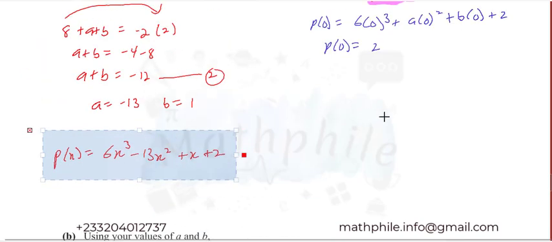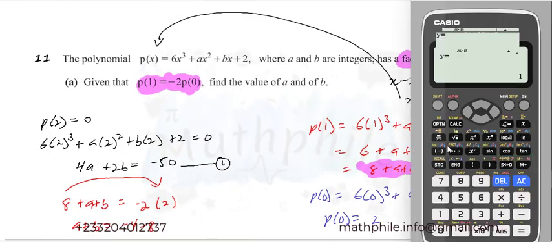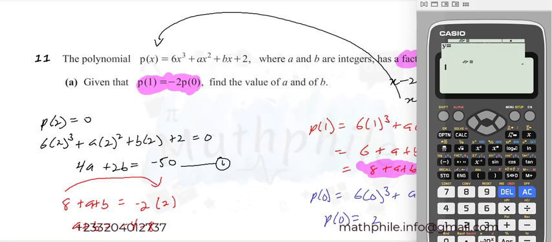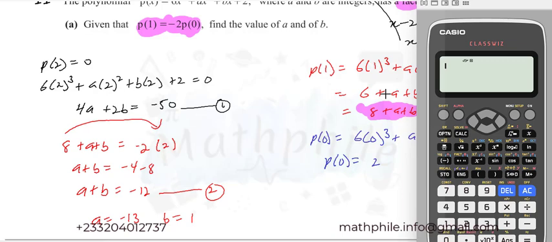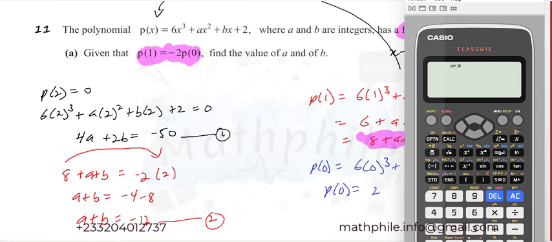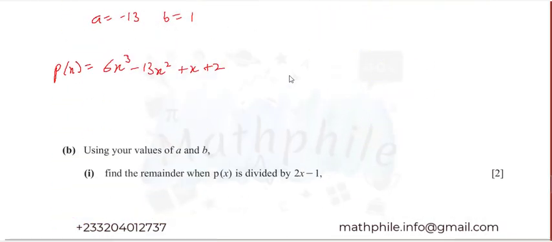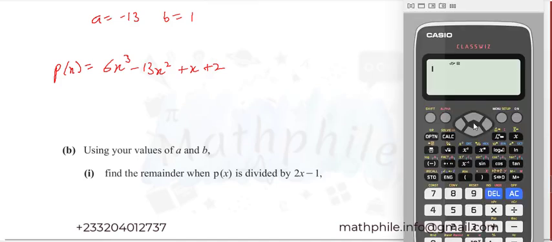We can actually check if we are correct. Since there's a factor, we can check that. We're told that x minus 2 is a factor, so I can quickly check that. Or we can also use the synthetic method to check this. Let me use the synthetic method. No, let's use the calculator.